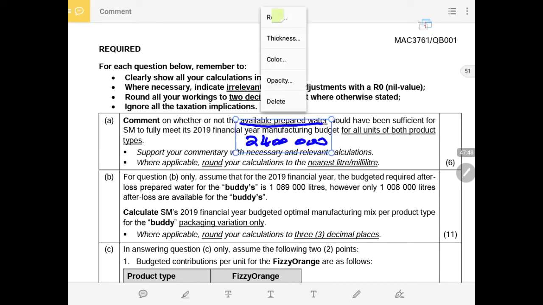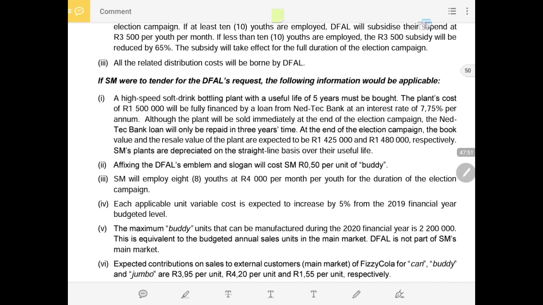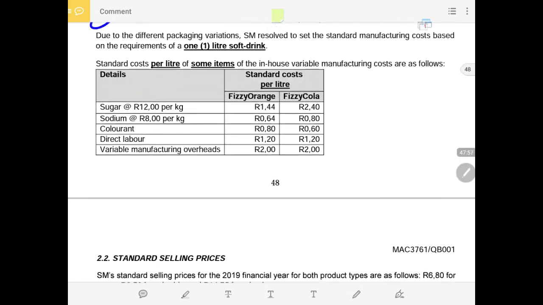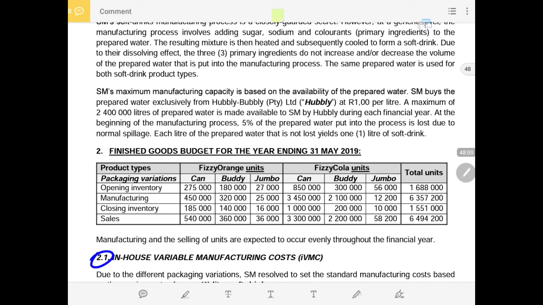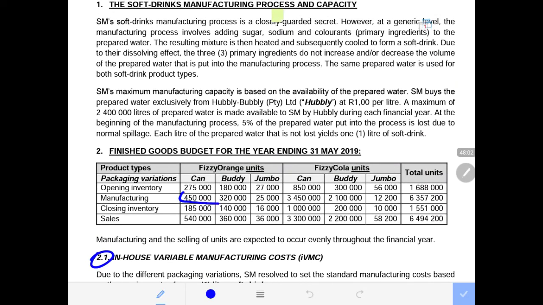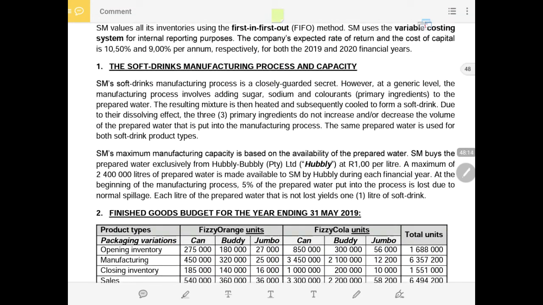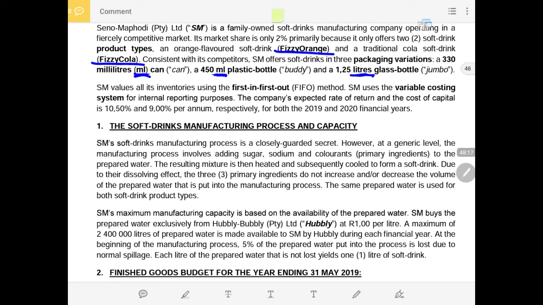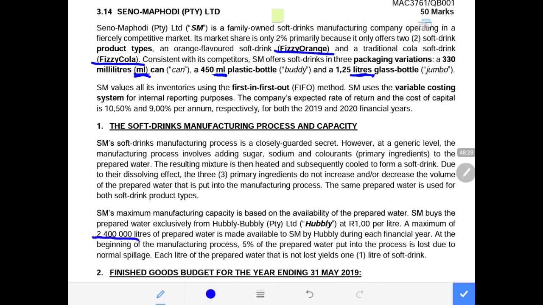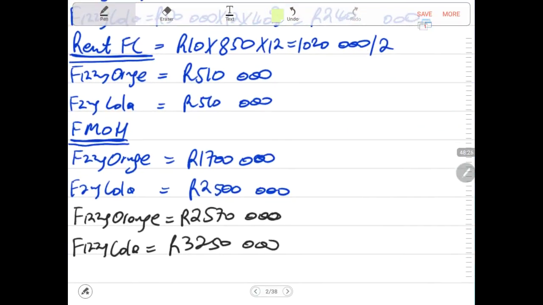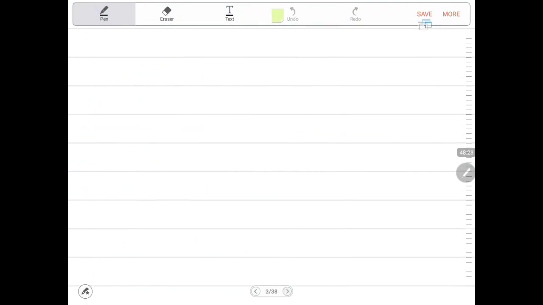Now the 2.4 million is planned to be used in the production of the two product types. Now we need to check if this water is sufficient for the production that we want to do. Remember, these are the number of units that we want to produce for these products, and these are the number of units for the second product type. Now the question: are we going to get enough if the water is limited to 2.4 million liters as given above? Now we need to calculate the required water.